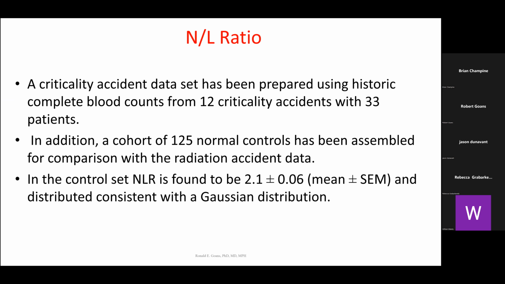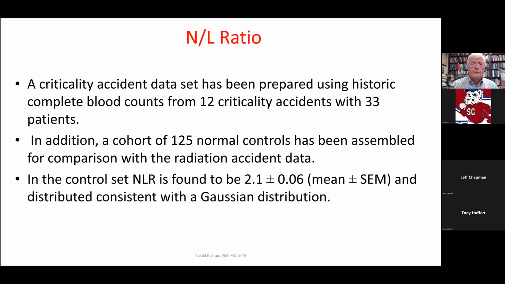So in the control set, the neutrophil lymphocyte ratio is found to be 2.1 plus or minus 0.06, and consistent with the Gaussian distribution, but barely consistent. It's just right on the edge, actually. And I see my colleague, Dr. Blakely, has joined. He has done very similar work with primates, and we fortunately find the same control neutrophil lymphocyte ratio, which is good. We actually agree on it.